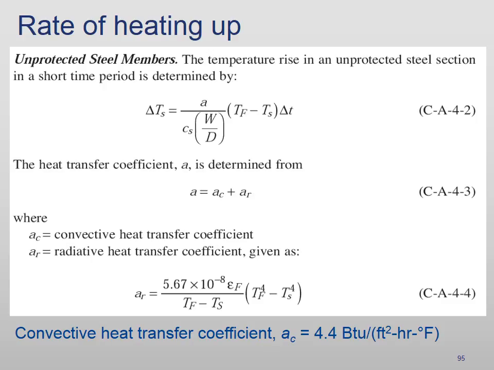So the convective heat transfer coefficient is given at the bottom of the slide, and that is applicable to stainless steel as well as to carbon steel.